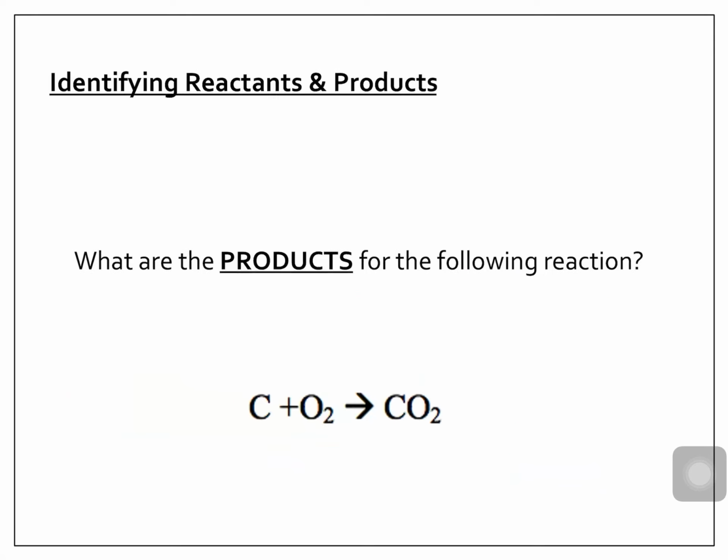Okay, how about this one? What are the products for this following reaction? If you guessed carbon dioxide, or the thing that is on the right side of the arrow, you are correct. We had carbon, we had oxygen, they combined to form carbon dioxide. So hopefully that was a quick review for most of you.